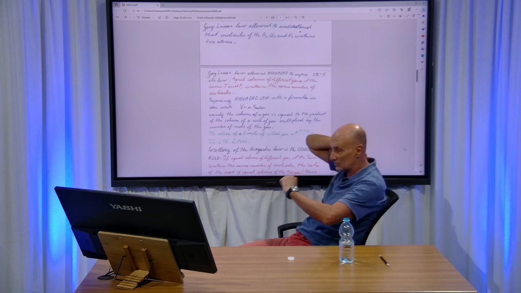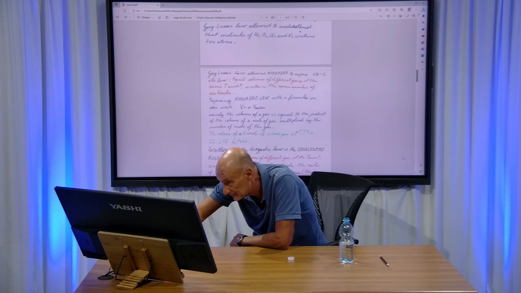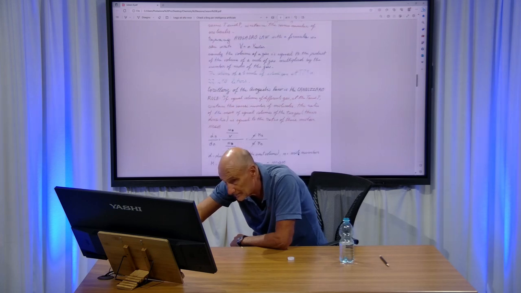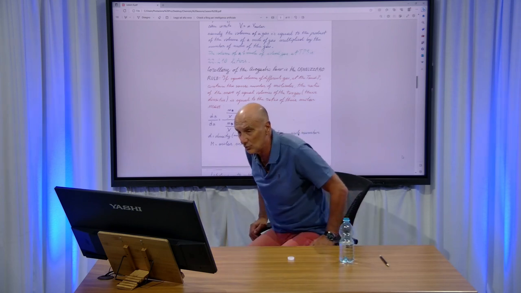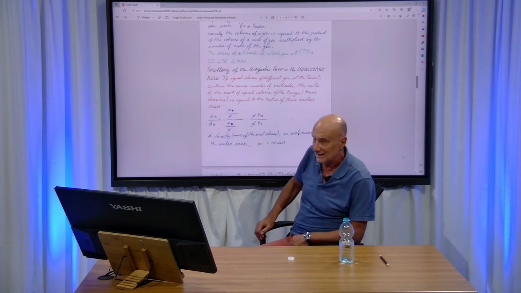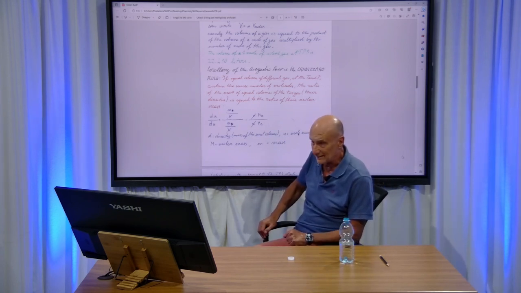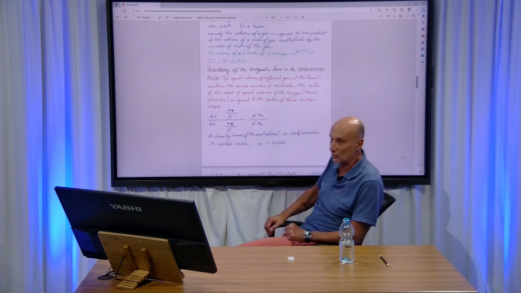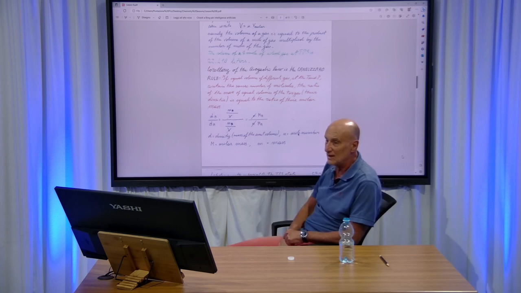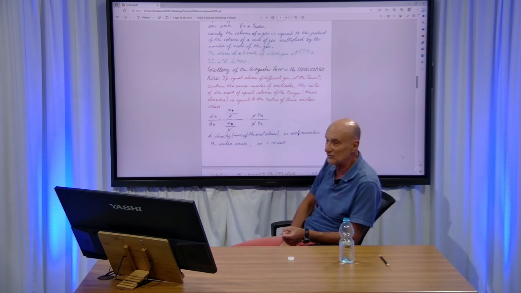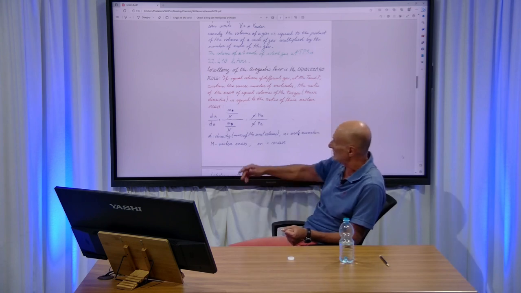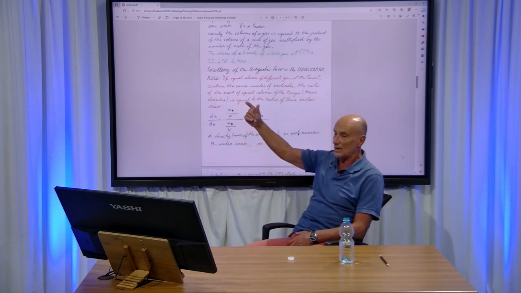Then the corollary of the Avogadro law is the Cannizzaro rule. The Cannizzaro rule says that if equal volumes of different gases at the same temperature and pressure contain the same number of molecules, the ratio of the masses of equal volumes of the two gases, their densities, is equal to the ratio of their molar masses. Look at this. A and B are 2 different gases.